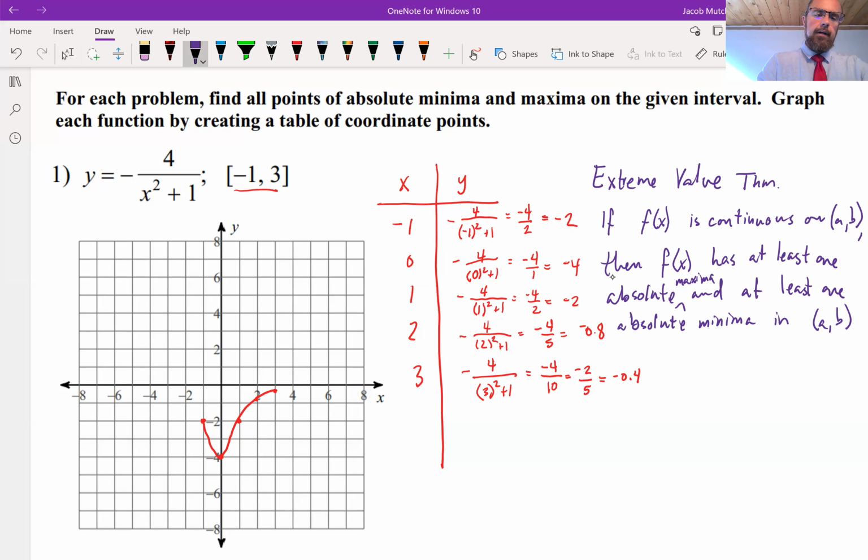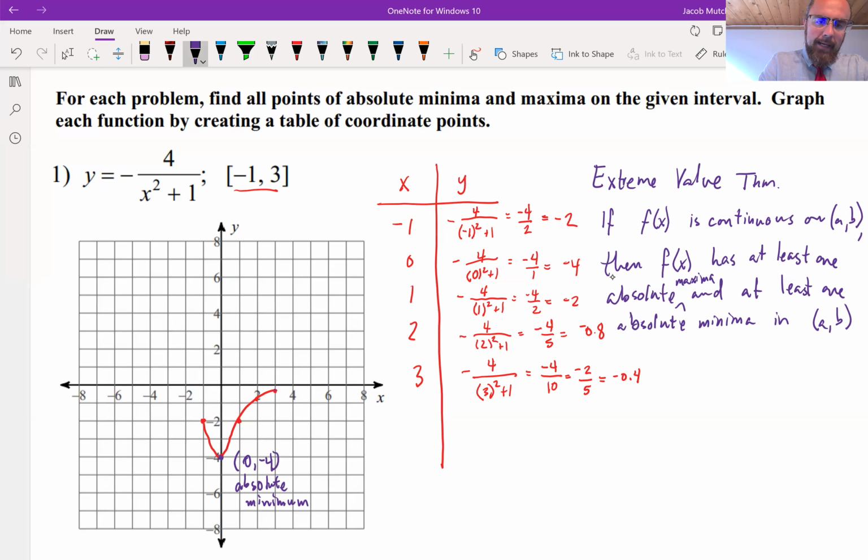So just to identify where they are, this lowest point here at (0, -4), I could identify that as my absolute minimum. And remember, the theorem says we have at least one. We could have more than one absolute minimum, but that's absolutely the lowest point. There's no other point on that red curve that has a y value lower than -4.